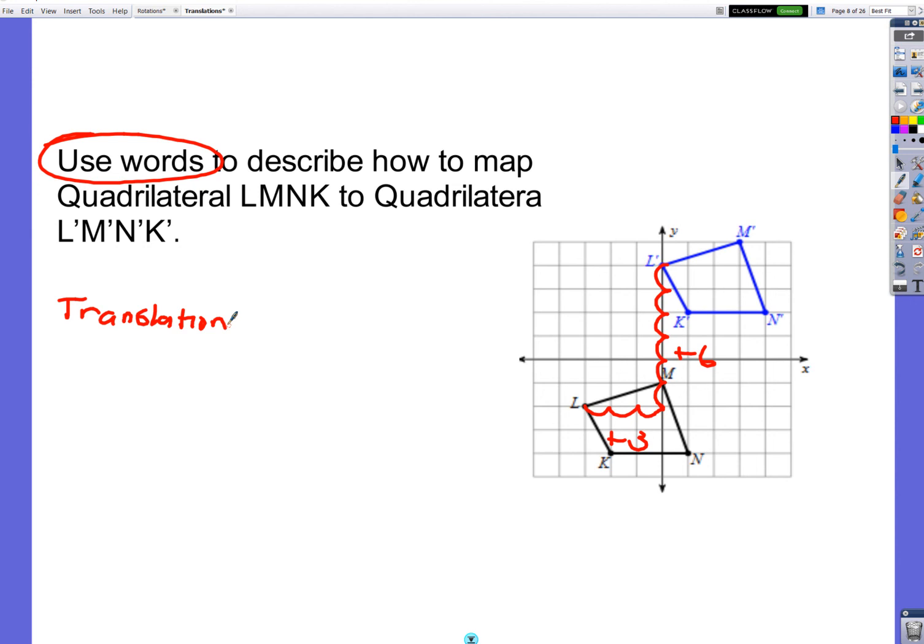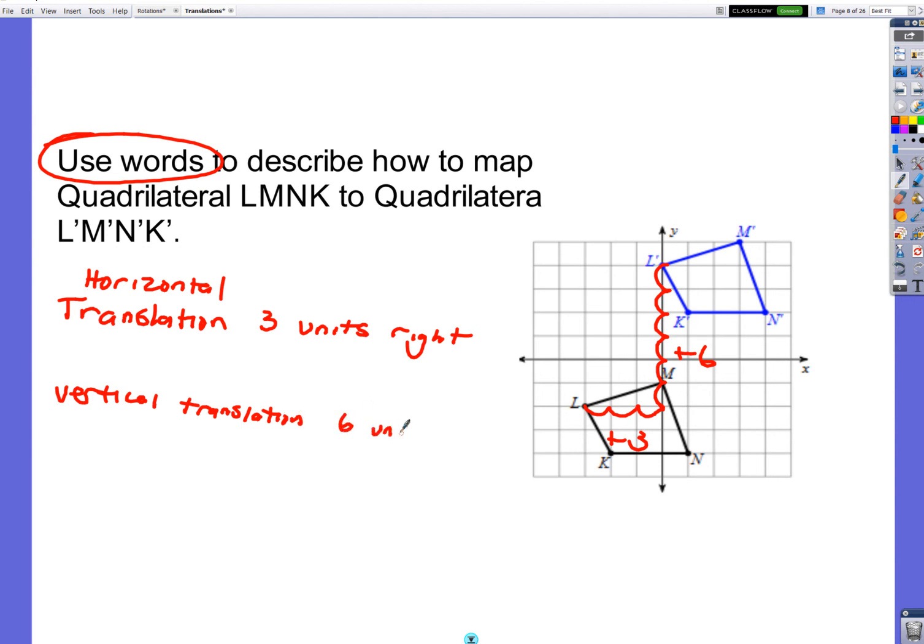I like to write them separately, but you can just write translation once since that's all that's happening. But I would even like to write horizontal translation, because these are algebra words. You have to write this in algebra. Horizontal translation: 3 units right. And then vertical translation. But you can just write translation.